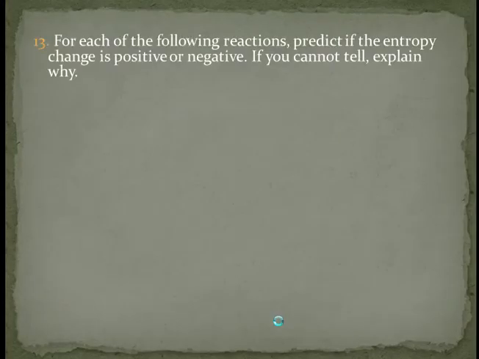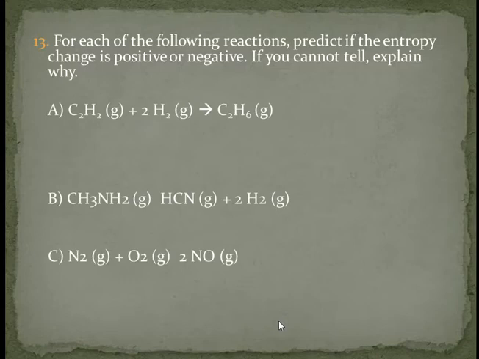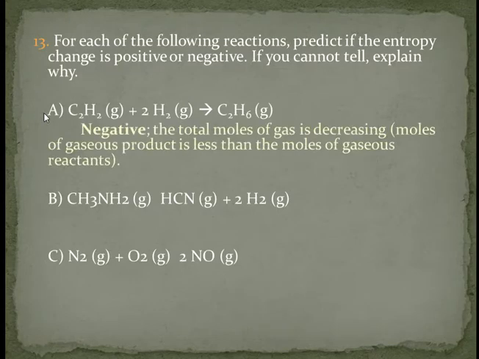For each of the following reactions, predict if the entropy change is positive or negative. If you cannot tell, explain why. Well, let's look at the first one. The total moles of gas is decreasing. There's 3 on this side and 1 on this side. Therefore, there's more order on the right side, and entropy is decreasing because order is increasing. Fewer moles of gaseous reactant are left.